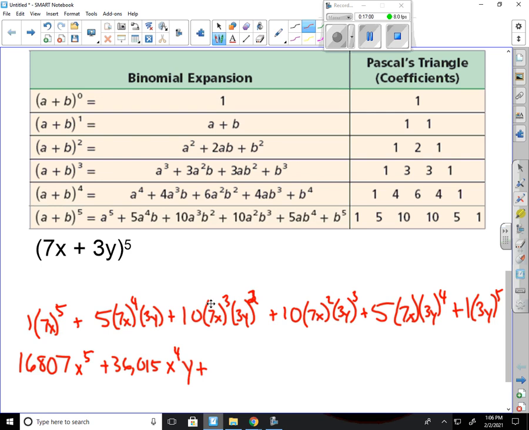Then this is 10 times 7 to the 3rd times 3 to the 2nd. We know 3 to the 2nd is 9, so let's simplify that now. So it's 10 times 7 to the 3rd times 9. That's 30,870 x to the 3rd, y to the 2nd. Jump to the next one. 7 squared is 49. 3 to the 3rd is 27. So it's 49 times 27 times 10. That's 13,230 x squared, y to the 3rd.